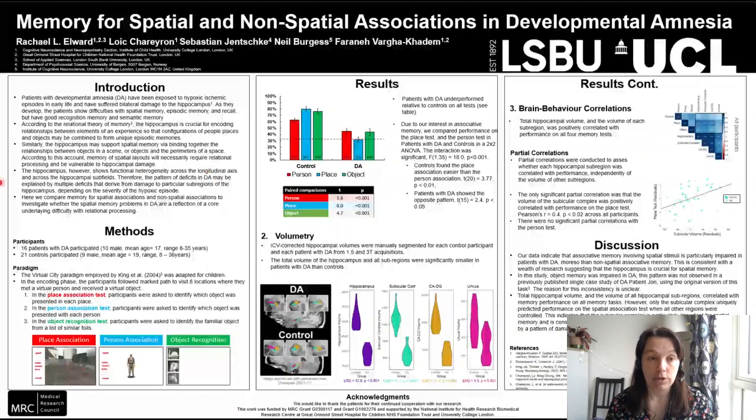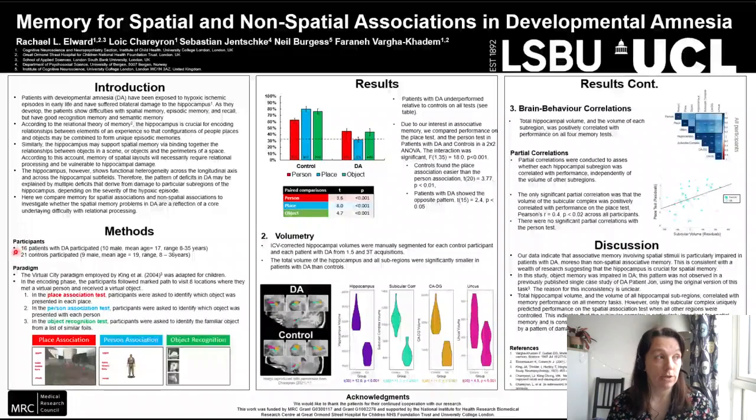However, the hippocampus does show quite a bit of functional heterogeneity across the subfields, and perhaps the pattern of deficits in developmental amnesia can be explained by understanding the different subfields and their contribution to episodic memory and recall and spatial memory. So in this task, we're going to look at spatial and non-spatial associations and link those to the different subfields of the hippocampus.